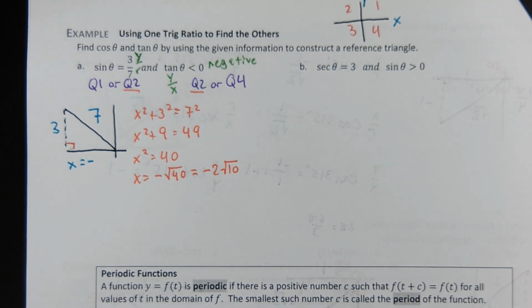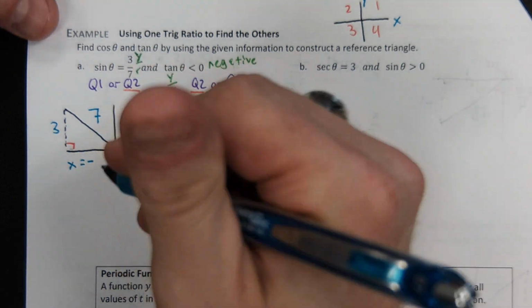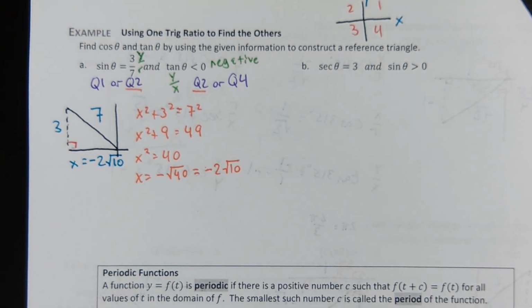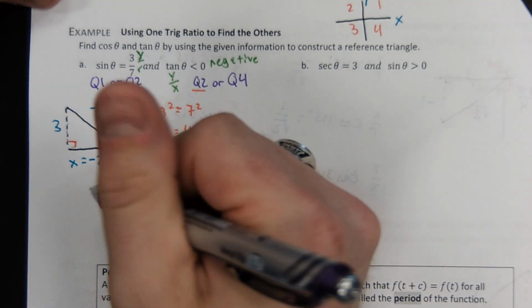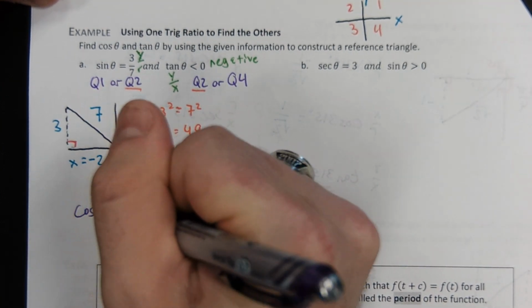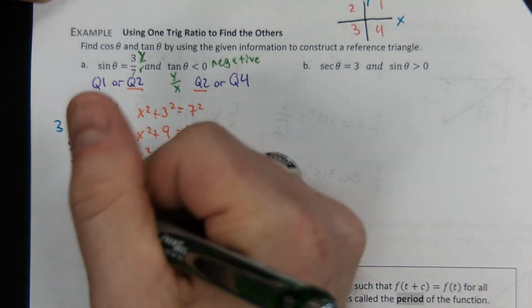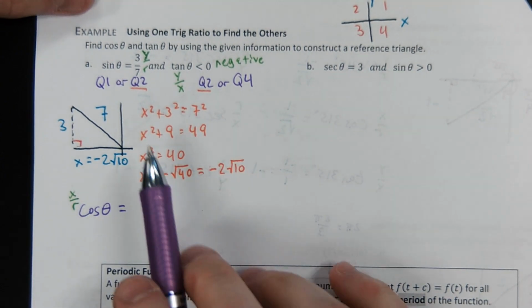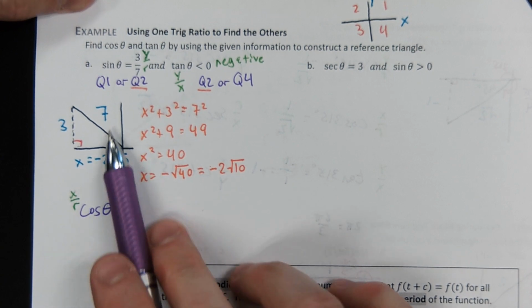We've reduced radicals more than once in this class, so we don't need to relearn it. You already are good at it, I hope. There. We've got x, we've got y, we've got r. We can easily find cosine and tangent of our theta. Cosine of theta is, well, cosine uses x over r. So that is negative 2 root 10 over 7.